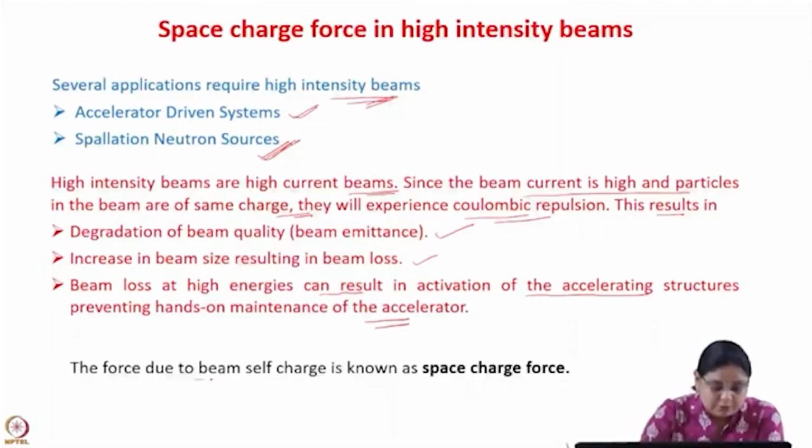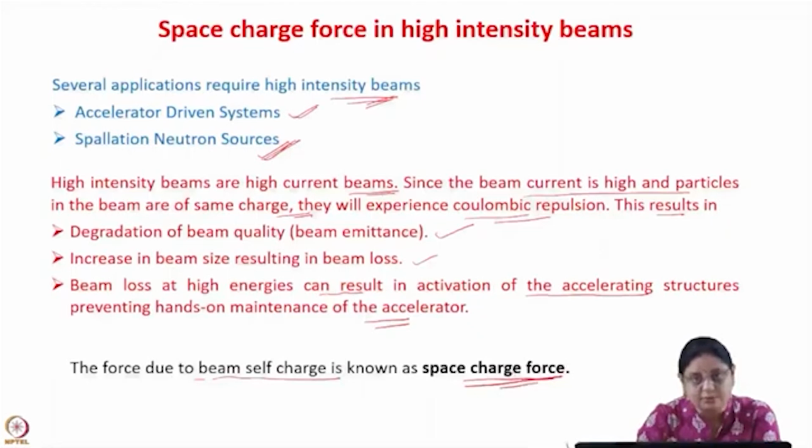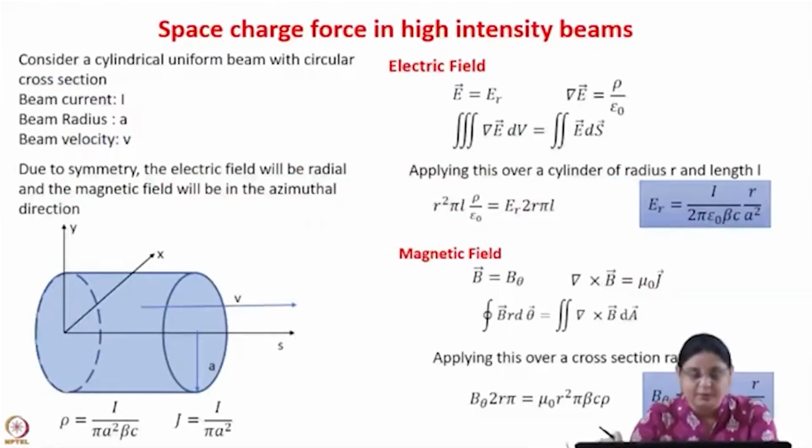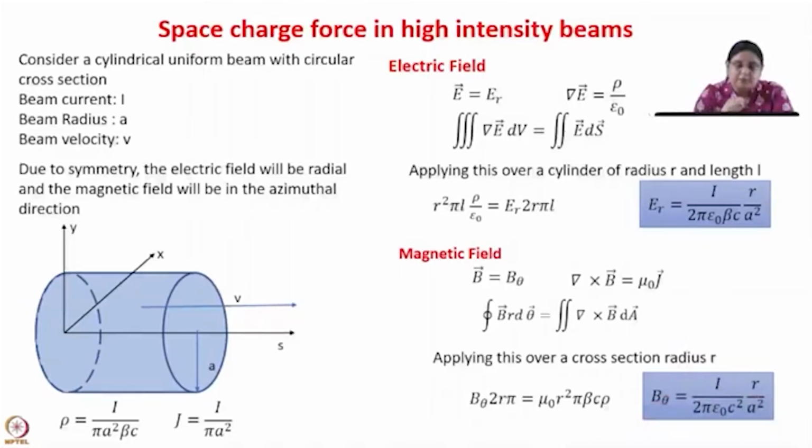So the force due to the beam self-charge is known as space charge force. Now, in order to understand the space charge force in high intensity beams, let us consider a very simple model. Let us consider a cylindrical uniform beam with circular cross section. The beam current here is I, the beam radius is a, and the beam is moving with a velocity v.